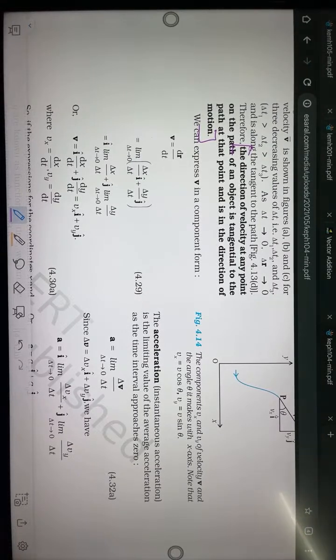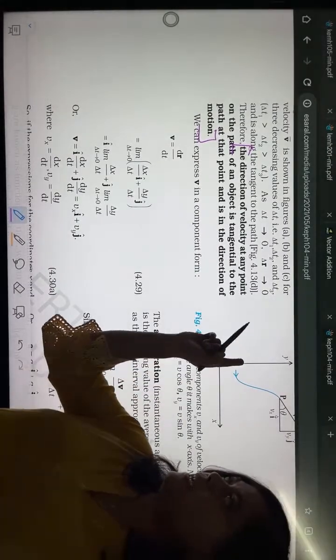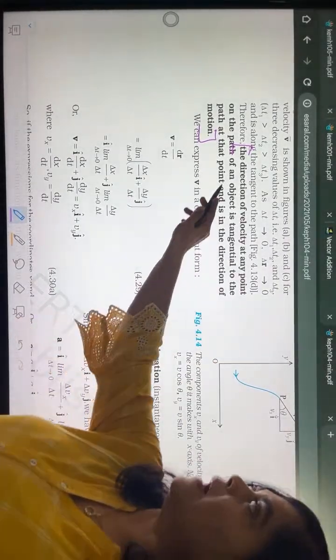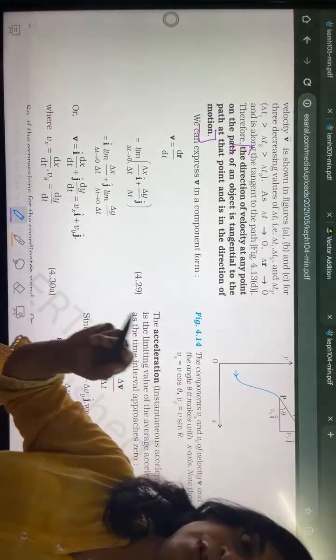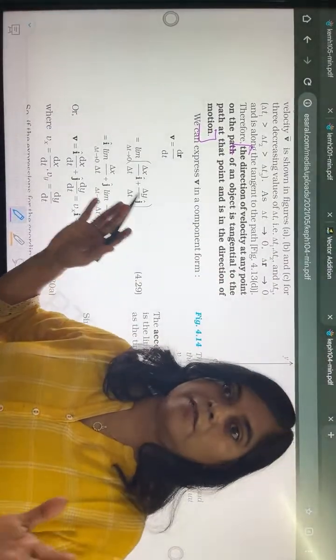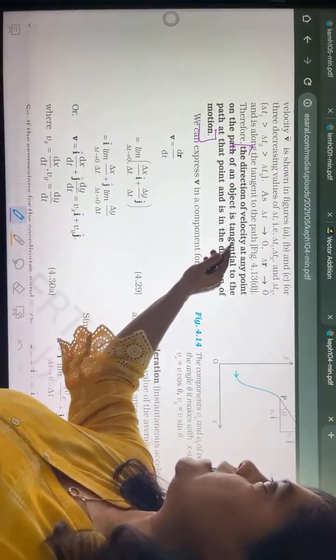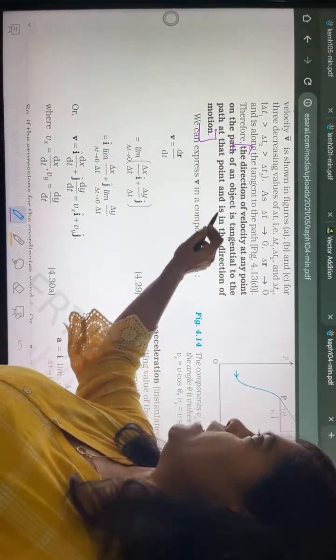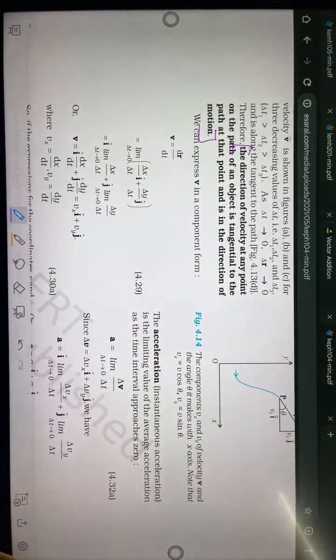What it says: the direction of velocity at any point on the path of an object. I told you, so it is path dependent. Really it is path dependent. So it is tangential to the path at that point and is in the direction of motion. Is it clear?